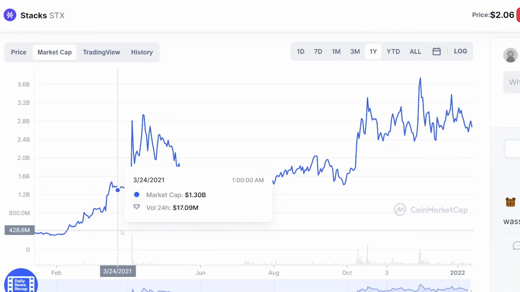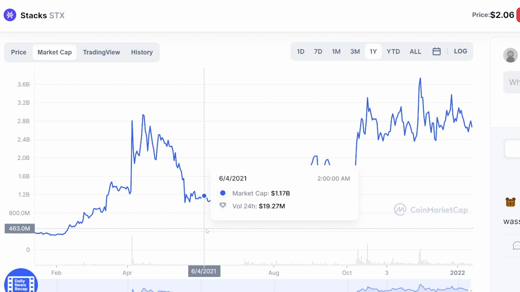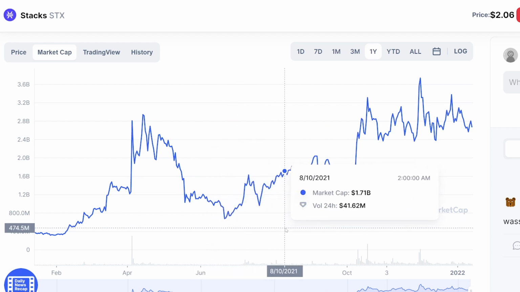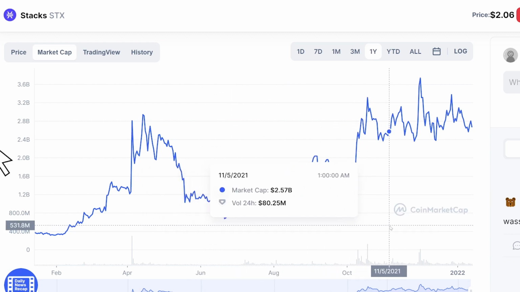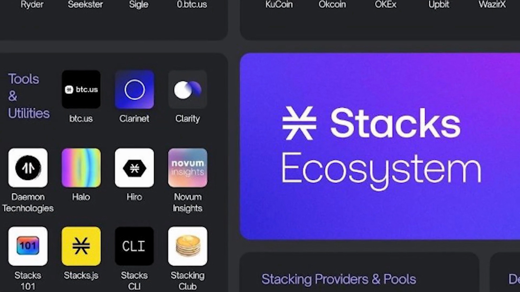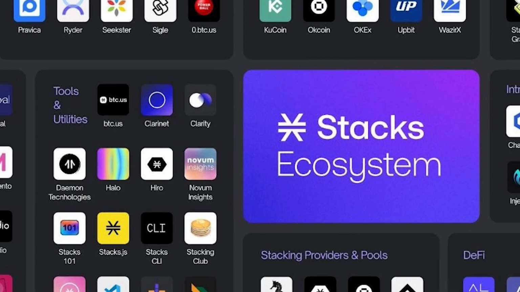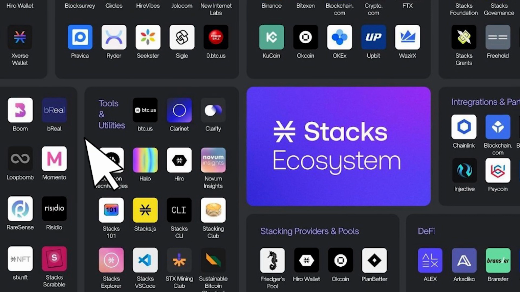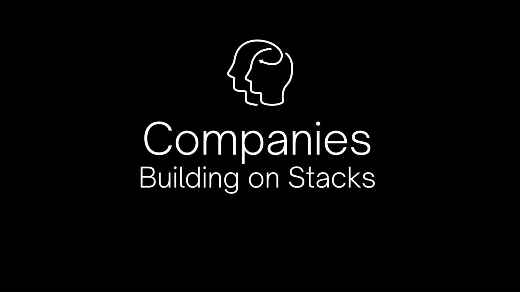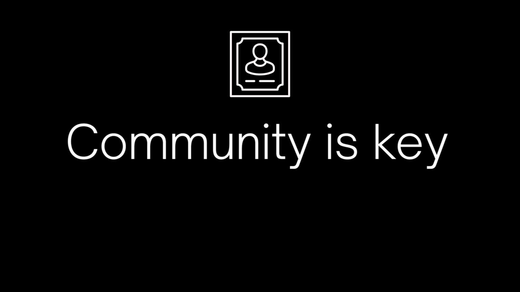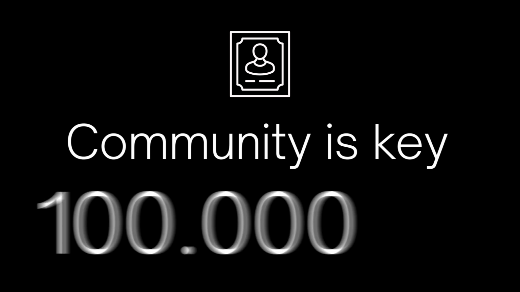And the market cap? Well, let's just say Stacks cemented itself as one of the bigger blockchain networks in the world. But the market cap is nothing more than just a number, as we rather look into the growth of the ecosystem itself. And growth is something we can look at, with the amount of companies that are building on Stacks going from 7 to over 45 companies. Community drives a blockchain, and so the Stacks community tripled and now consists of over 100,000 members. What a year it has been for the Stacks ecosystem.